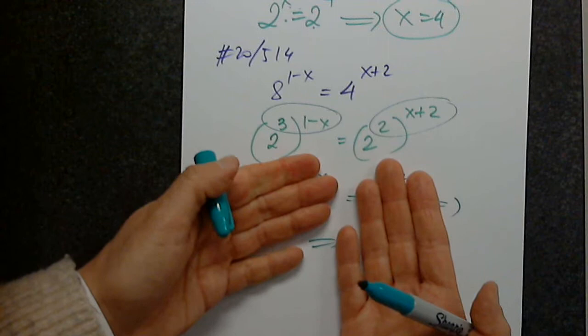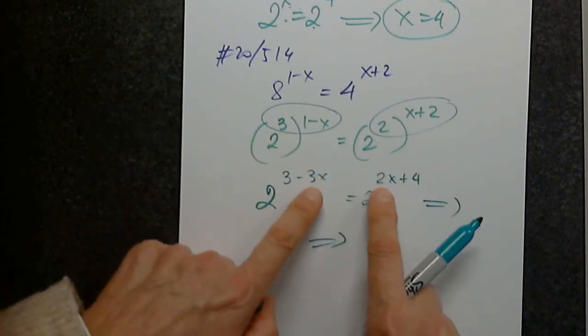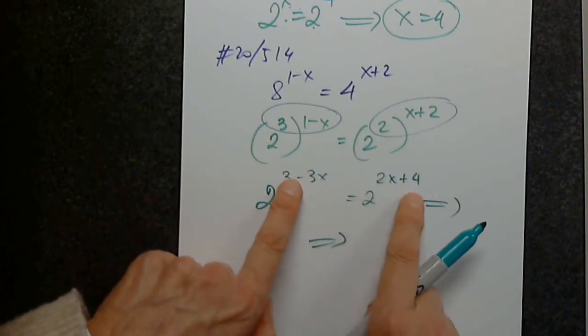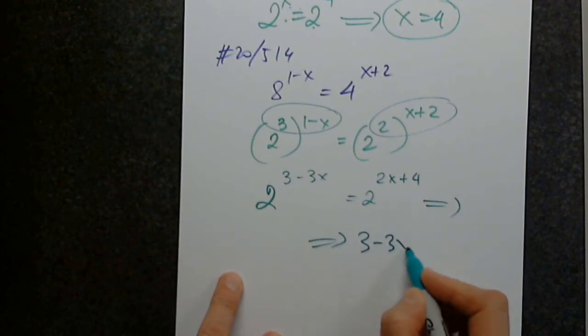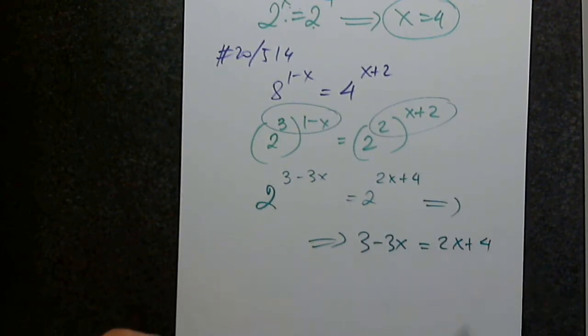So two numbers are equal and they have the same base. What has to happen to their exponents? They have to be equal too. Exactly. 3 minus 3x must equal 2x plus 4. There is no other way. The left-hand side will not be the same as the right-hand side if those powers are not the same.